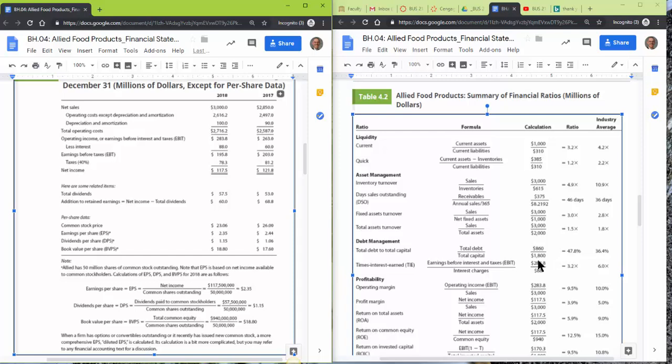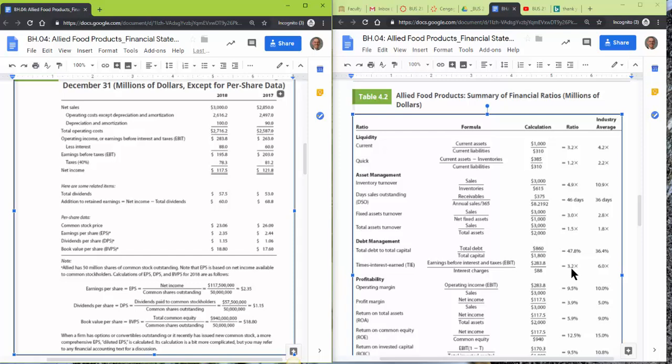That means that there is 3.2 times as much EBIT as there is interest expense. In other words, there would be $3.20 of EBIT to pay for every $1 of interest that the company has to pay.